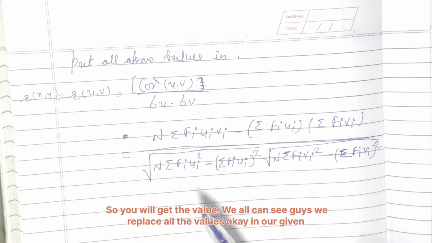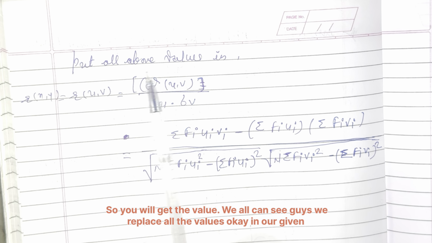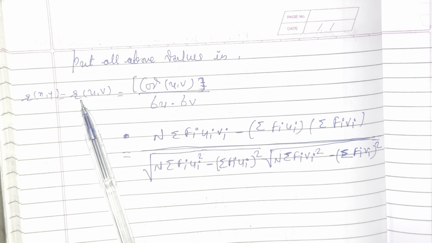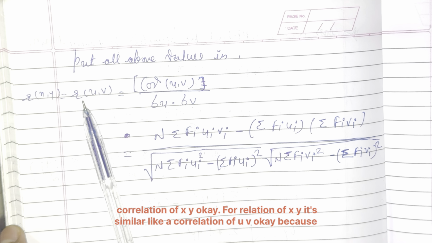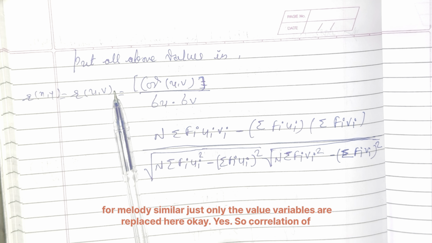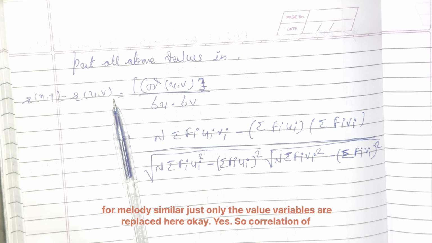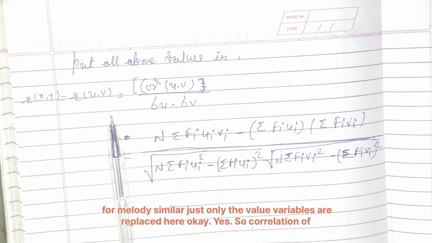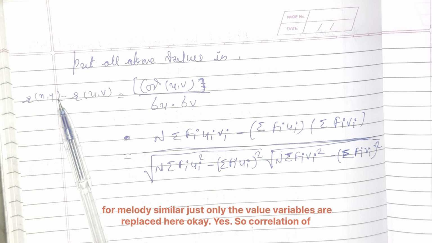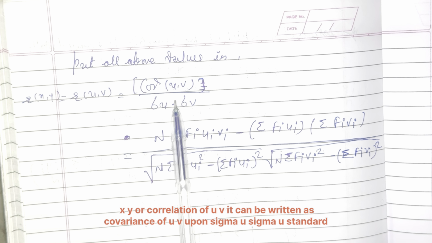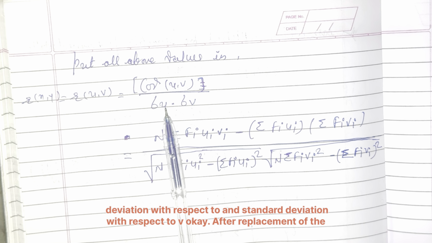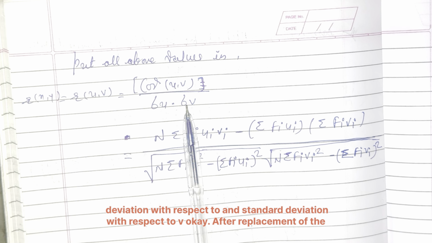Here we all can see, guys, we replace all the values in our given correlation of xy, okay. Correlation of xy is similar to correlation of uv, because the formula is similar, just the variables are replaced here, okay. So correlation of xy or correlation of uv can be written as covariance of uv upon sigma u sigma v, the standard deviation with respect to u and the standard deviation with respect to v, okay.